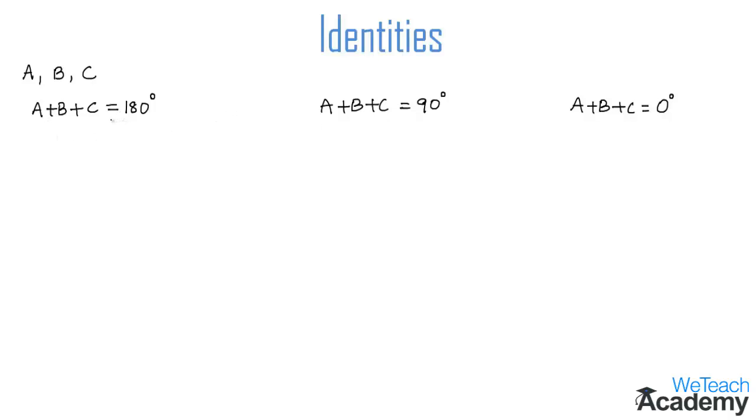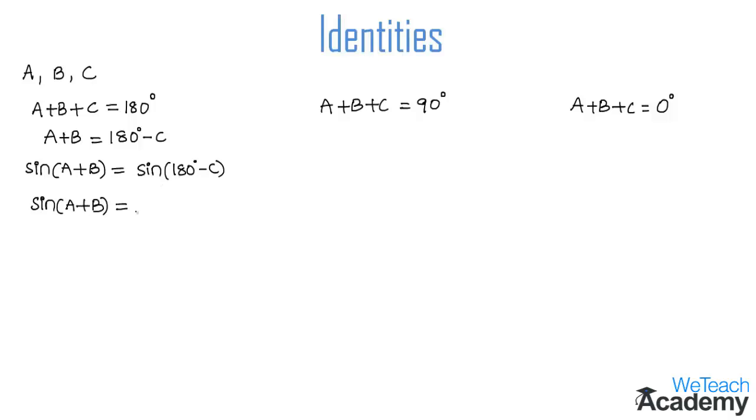So let us assume that c is getting transferred. So here we get a plus b is equal to 180 degrees minus c. And now let us apply the trigonometric ratio sine on both sides. So here we get sine of a plus b is equal to sine of 180 minus c. And now here we get the value of sine of a plus b is equal to the value of sine of 180 minus c, that is sine 180 minus theta is equal to sine theta. So here we get sine c.